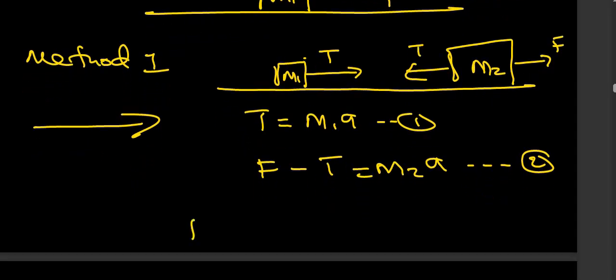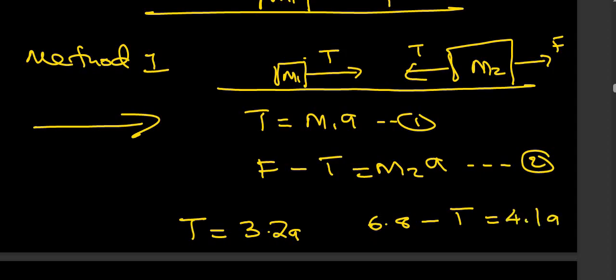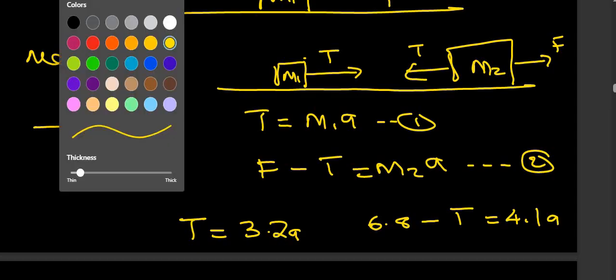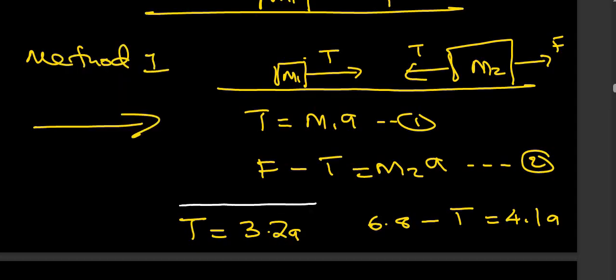We're just going to say T is equal to mass 1, which was given to be 3.2, times acceleration. That's the first equation. On the second equation, the only thing we know is F, which was 6.8. So we'll say 6.8 minus T. Now we know what T is. T is the same as 3.2A. This is equal to the mass 2, which is simply 4.1, so it's 4.1 times acceleration. So I've just made replacements. These are the two equations that we are having. There is this, and there is also this equation here.